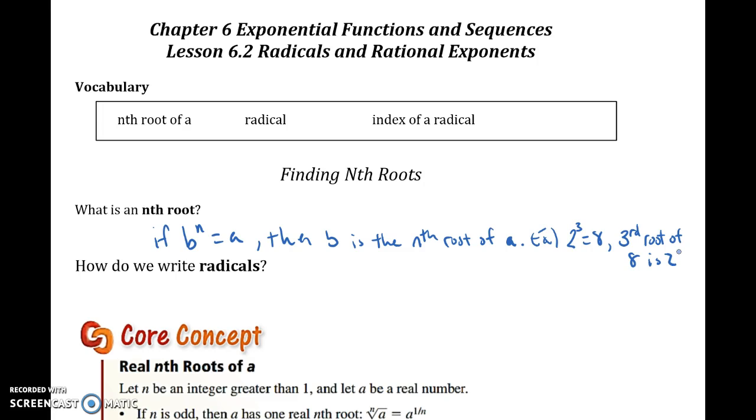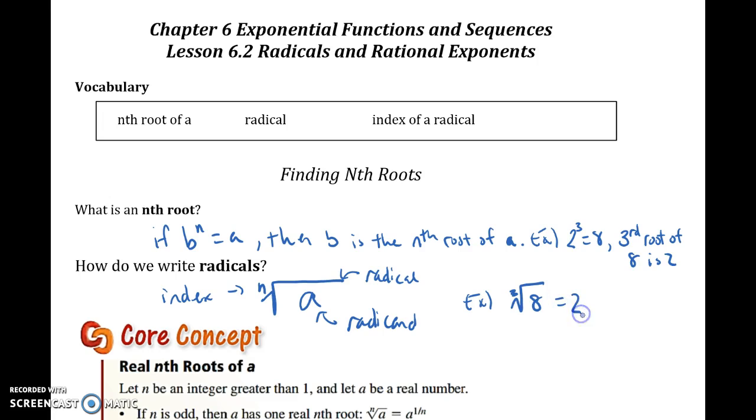Okay? So the way you'd write a radical is with that square root symbol, right? And you'd have the radicand on the inside. So for example, a, that's what we call the radicand. The symbol itself is what we call the radical. And then this little n right here is the index. That's basically saying how many times we multiplied a number by itself. So for example, the third root of 8 is 2, because 2 times 2 times 2 gave us 8.